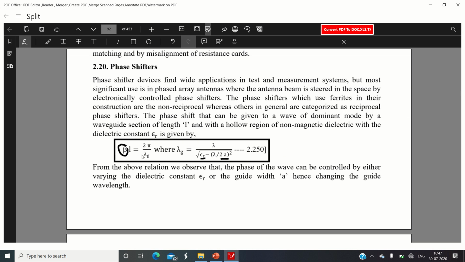You can control the phase shift by varying the dielectric constant, that is epsilon r, which is present over here, or by changing the dimension of the waveguide, that is a, which is over here. These are the two parameters with which you can change the phase of the microwave signal propagating through the given waveguide of certain dimension. So either you change the dimension of the waveguide or you change the dielectric constant of the waveguide. It will result in a change in the phase shift. The amount of phase shift you want can be varied by either varying epsilon r or varying the dimension of the waveguide.